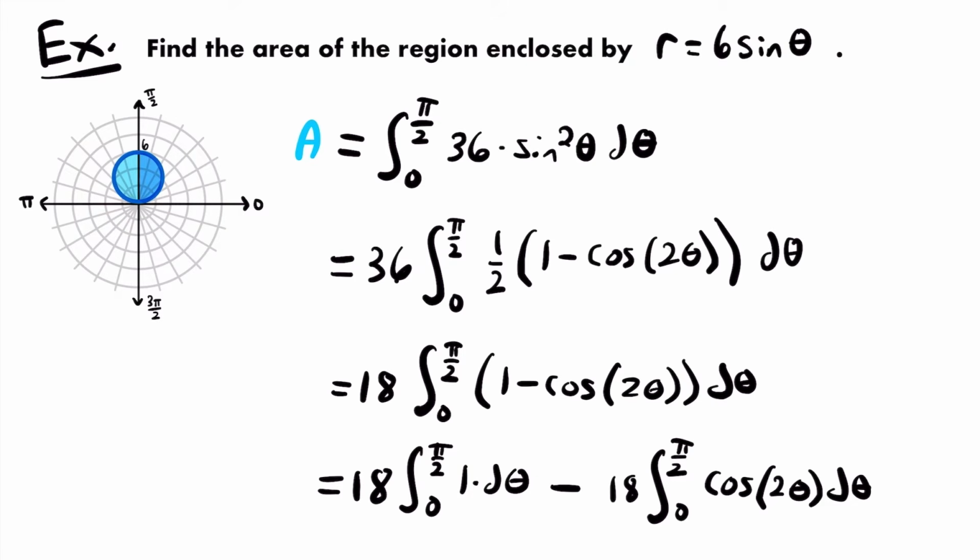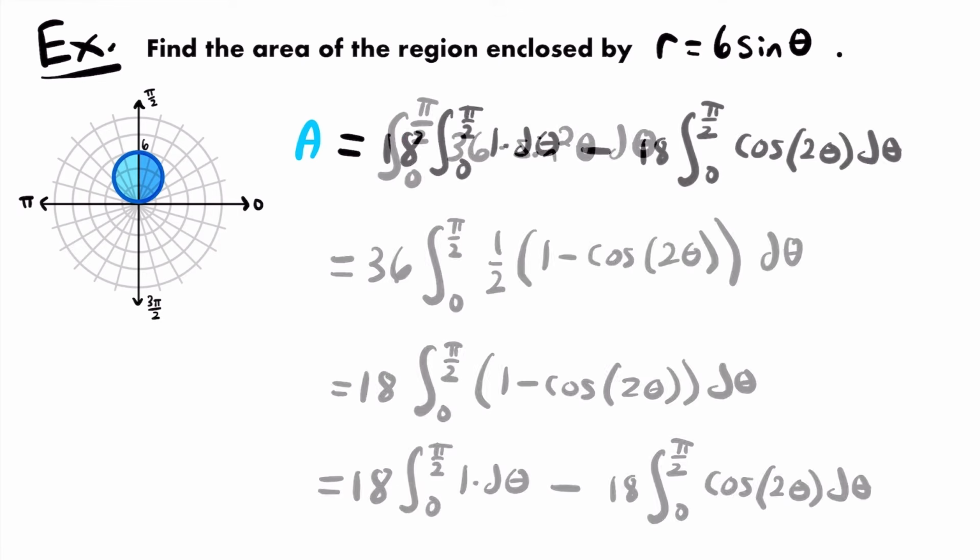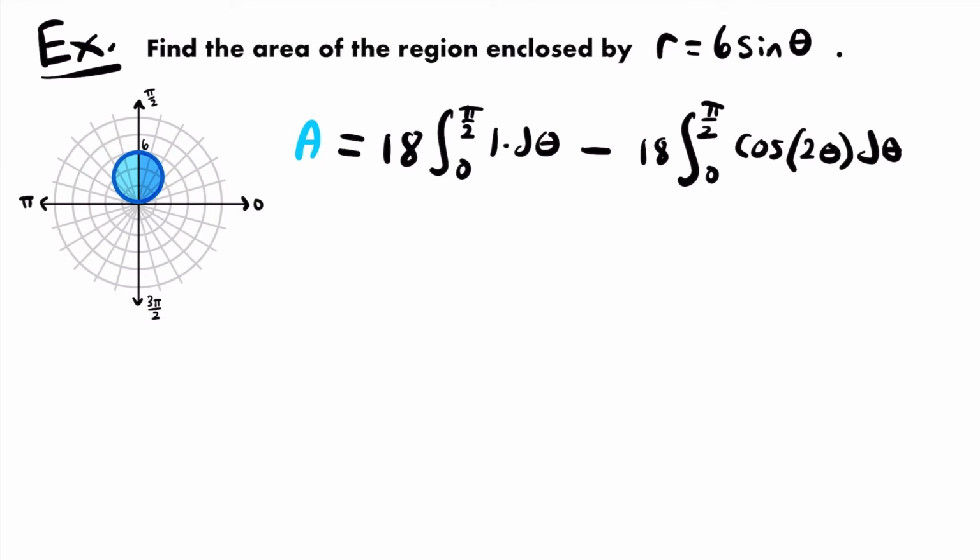All right, so now let's work on solving each of these integrals. This first integral is going to be pretty easy. The integral of 1 is just going to be theta, right? When you integrate a constant, the integral of that is just going to be that constant multiplied by the variable of integration, which in this case is theta, right? We're integrating with respect to theta. That's what d theta tells us. So this will be equal to 18 times theta evaluated from 0 to pi divided by 2.